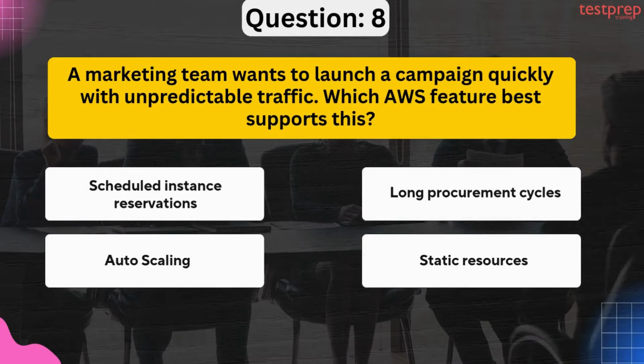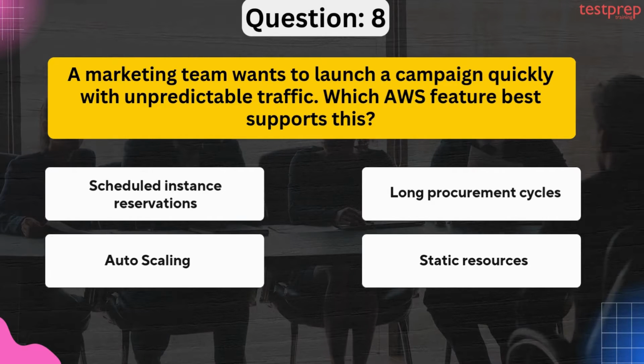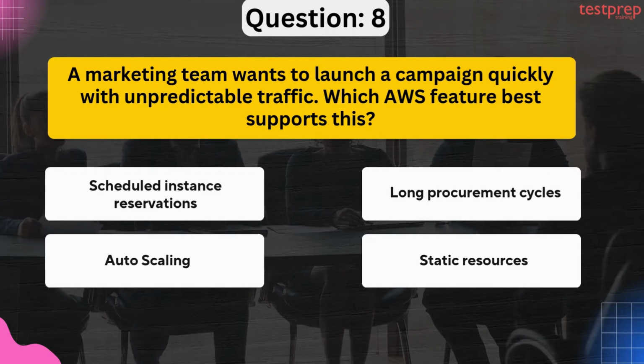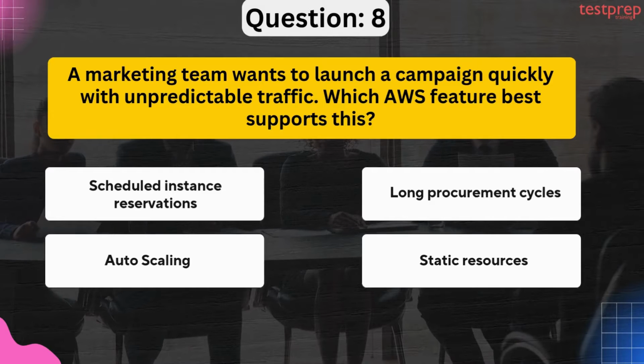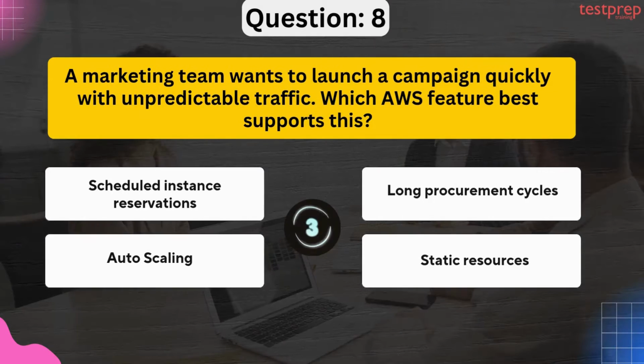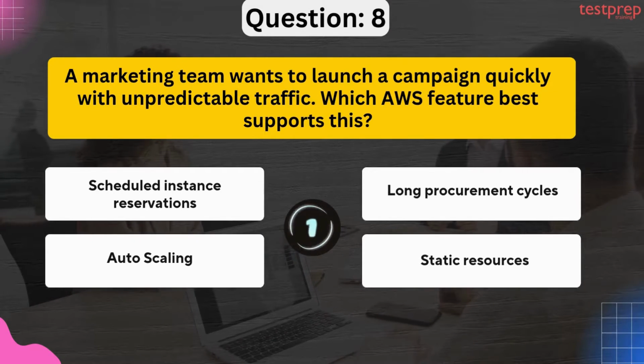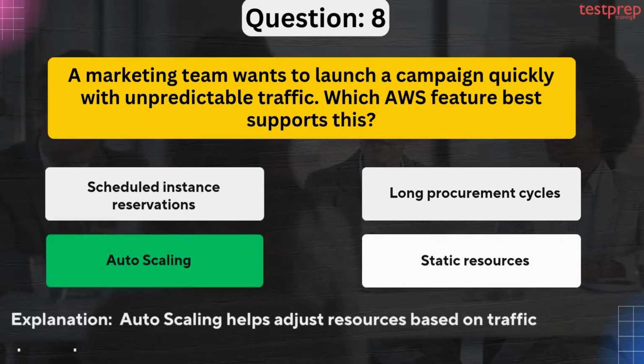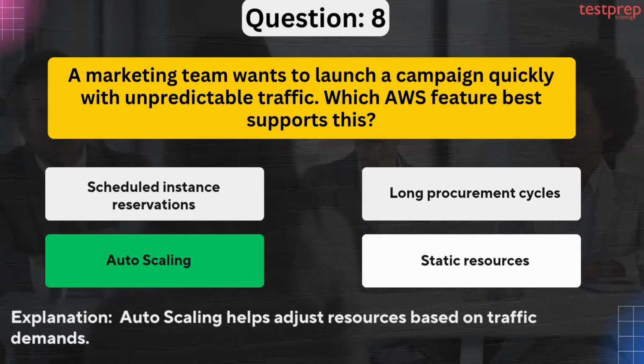Question 8. A marketing team wants to launch a campaign quickly with unpredictable traffic. Which AWS feature best supports this? The correct answer is autoscaling. Autoscaling helps adjust resources based on traffic demands.